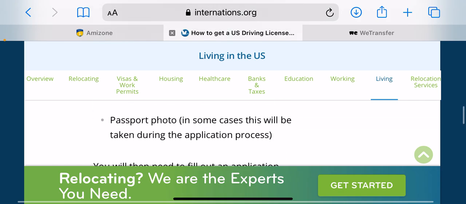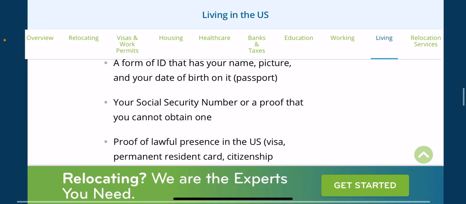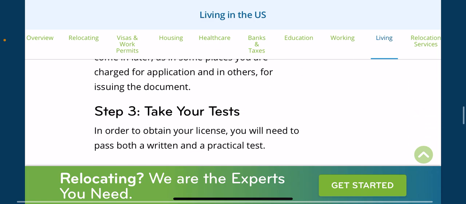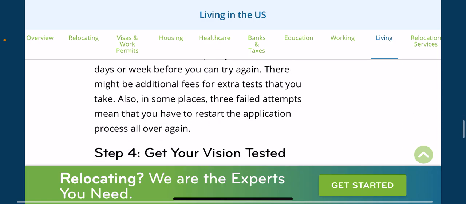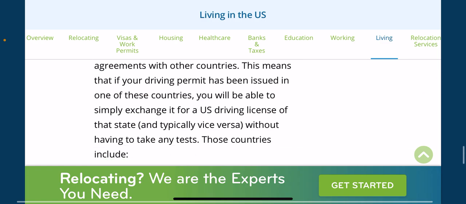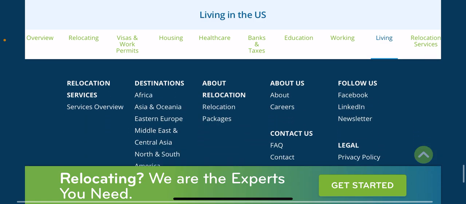The exam can take from 30 to 40 minutes. If you fail to pass the practice exam the first time, some states will require you to wait a few days or a week before you can try again. There might be additional fees for extra tests that you take. Also, in some places, 3 failed attempts mean that you have to restart the application process all over again.